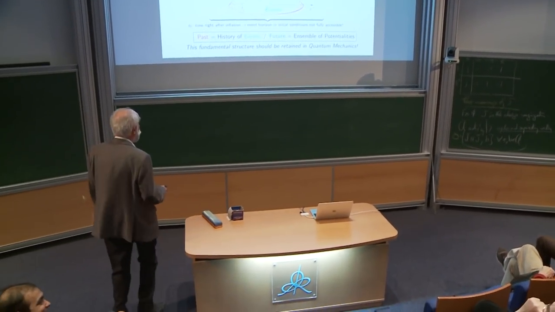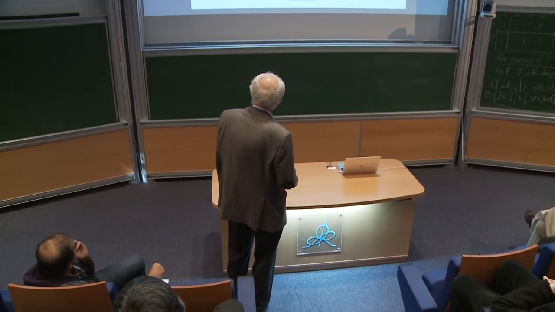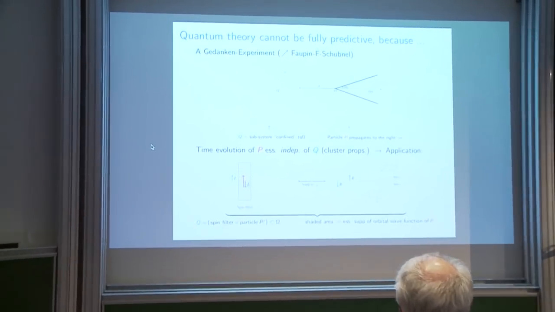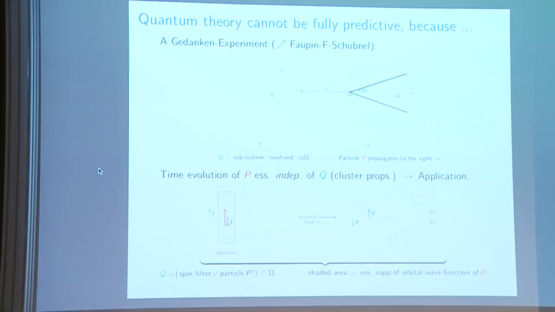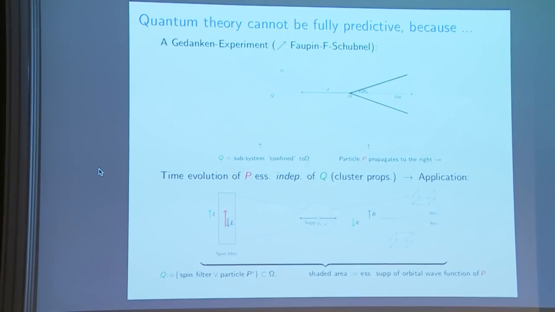All right. So that explains why even classical theories are not really predictive. Now let's go to quantum theory. Somehow my sketches are not so visible. That's a shame. So this is a Gedankenexperiment which I worked out with Schübnell and with Jeremy Fopin from MIT, actually. So let's look at the system that is the composition of two subsystems. A subsystem confined to Q and another subsystem which in fact just consists of a particle P whose orbital wave function is prepared in such a way that it will propagate into a cone opening to the right. The cone is unfortunately not visible anymore.